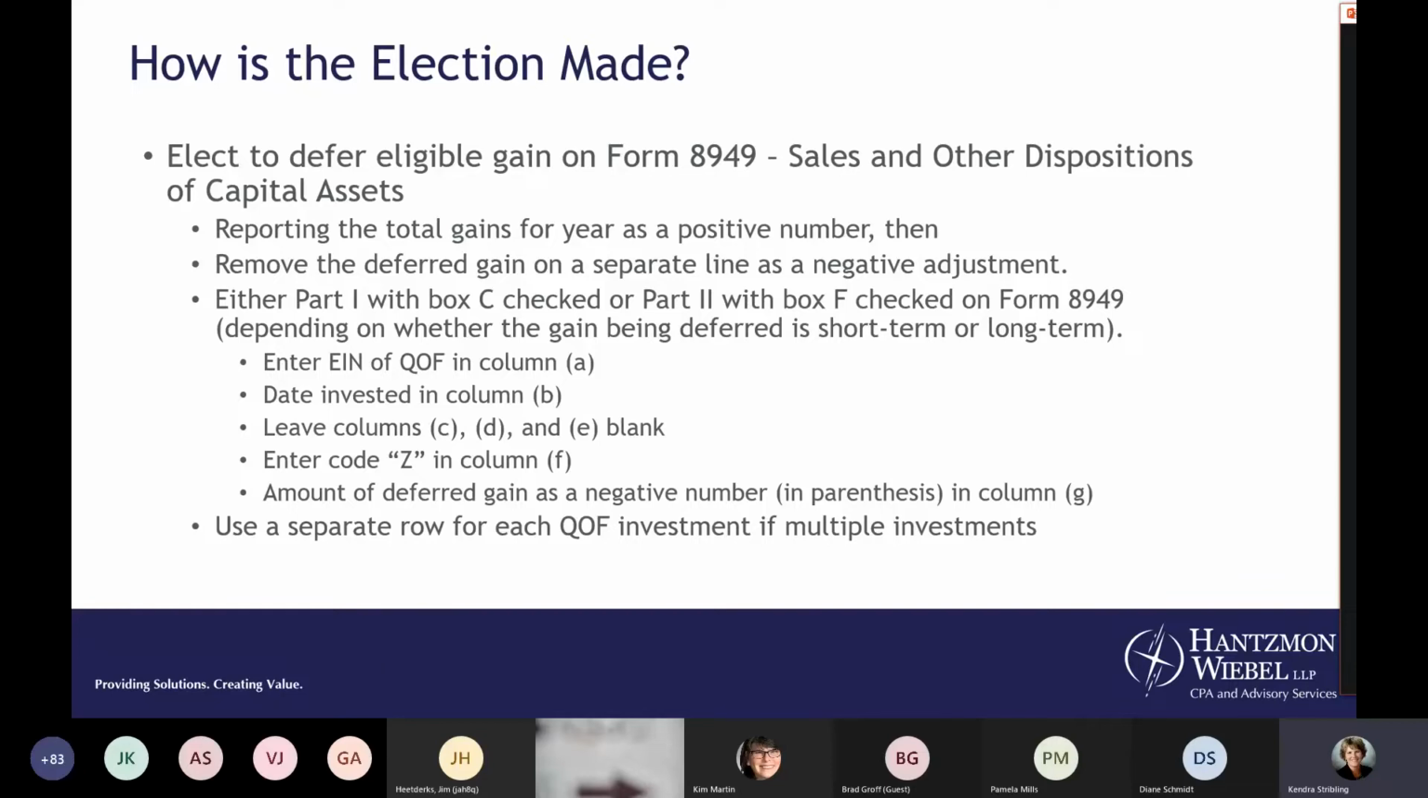A taxpayer must affirmatively elect to defer eligible gain on Form 8949 with their federal tax return. You will report the total gain received during the year. Then on a separate line, you back out any eligible gain you wish to defer in the qualifying investment. Depending on whether the gain being deferred is short-term or long-term, you will check the boxes in the appropriate section. You will also have to enter the EIN of the Qualified Opportunity Fund investment and provide the date it was invested. If you make multiple investments, you would just do that on a separate row.